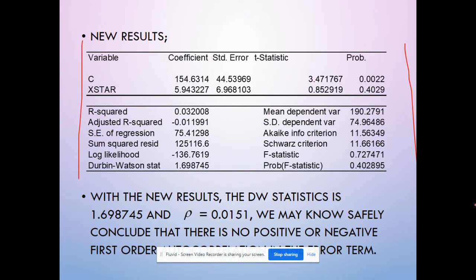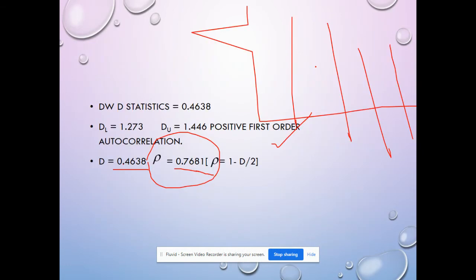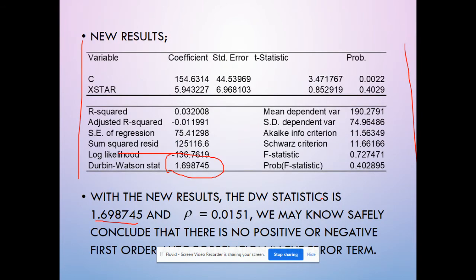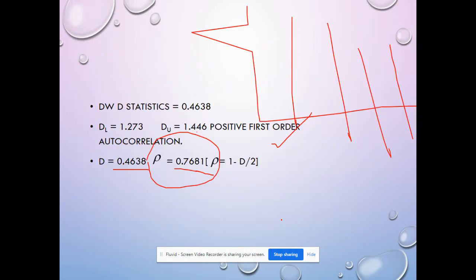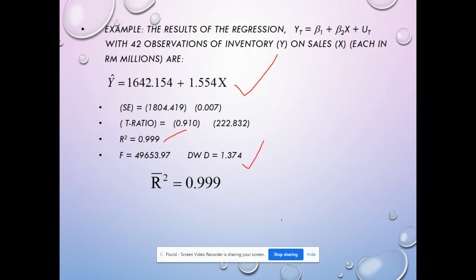The new result shows that the Durbin-Watson has improved further. The Durbin-Watson is 1.698. If we follow the value just now, it will belong somewhere above this one, which means that there is no autocorrelation. And if you calculate the rho, it's actually near zero. Near zero, let us go back here again.